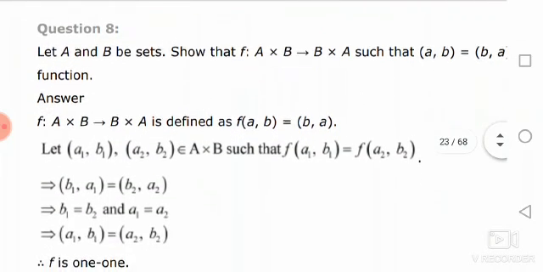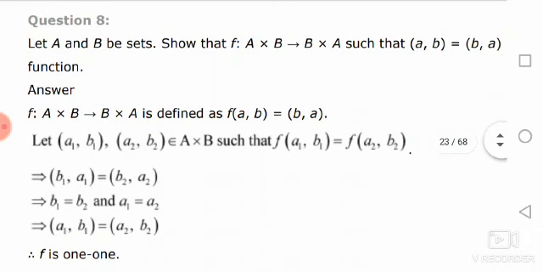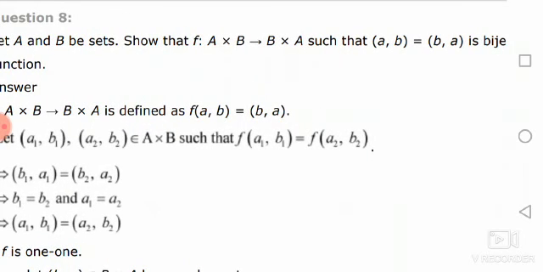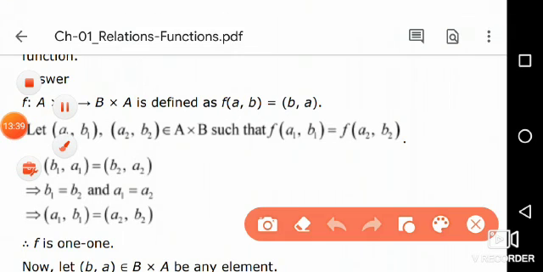My dear students, let me take one more question, number 8. Let capital A and capital B be sets. You have to show that f from A cross B to B cross A such that f of A comma B is equal to B comma A is a bijective function. Dear students, let me begin with the solution of this problem. The answer to this question: f from A cross B to B cross A is defined as f of A comma B is equal to B comma A.